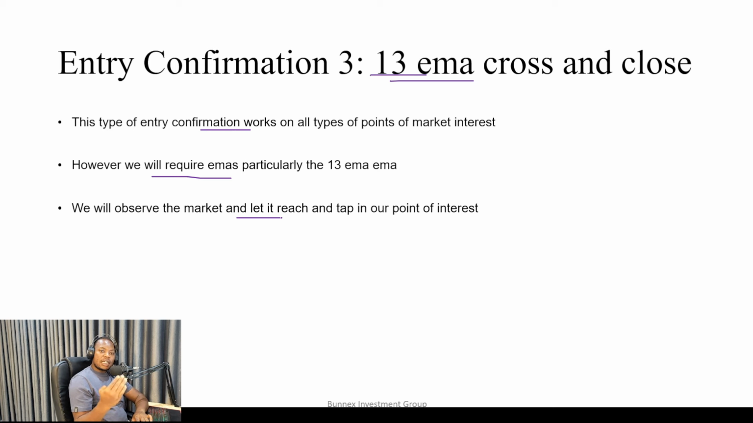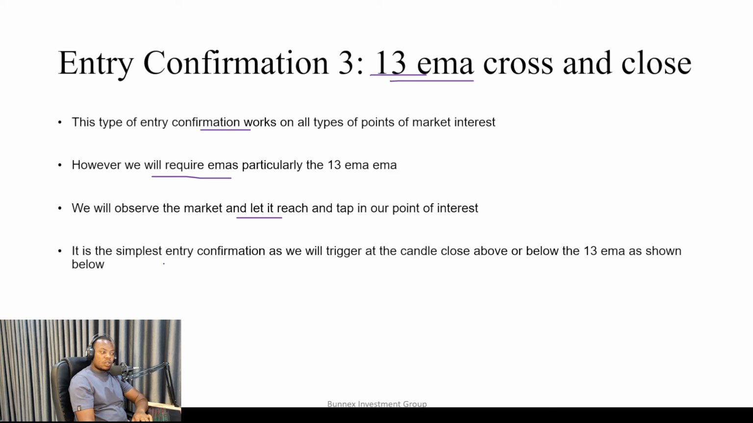If you've seen, in each and every type of entry confirmation, I am emphasizing 1, analysis, 2, determining the point of interest, and then 3 is to wait for the market to tap in that particular point of interest and then enter after these confirmations have been done. So it is the simplest entry confirmation as we would trigger at the candle close above or below the 13 EMA, depending on the market context, of course, as shown below.